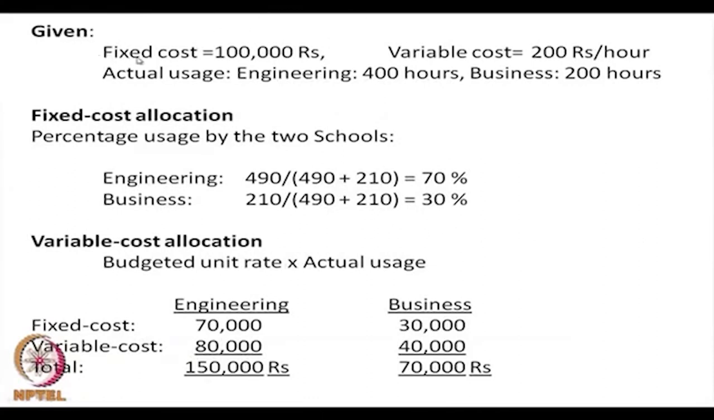Now, we are given the fixed cost as 100,000 rupees and the unit variable cost is 200 rupees per hour. The actual usage is engineering 400 hours and business 200 hours. Now, for fixed cost allocation, the percentage usage by the two schools is, as I was telling, 490 hours divided by the total, which comes to 70%, and for business it comes to 210 divided by this, equal to 30%, which means 70% of the total fixed cost of the computer services department should be allocated to engineering, and 30% of the fixed cost of the computer services department should be allocated to the business school.